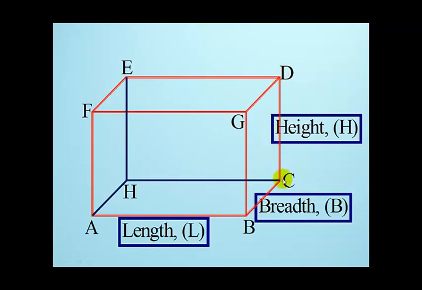Now the distance from C to D is the height of the cuboid, and the distance from C to D is the same as the distance from B to G, the same as the distance from H to E, and the same as the distance from A to F. So with the cuboid, we have the length, we have the breadth, and we have the height.